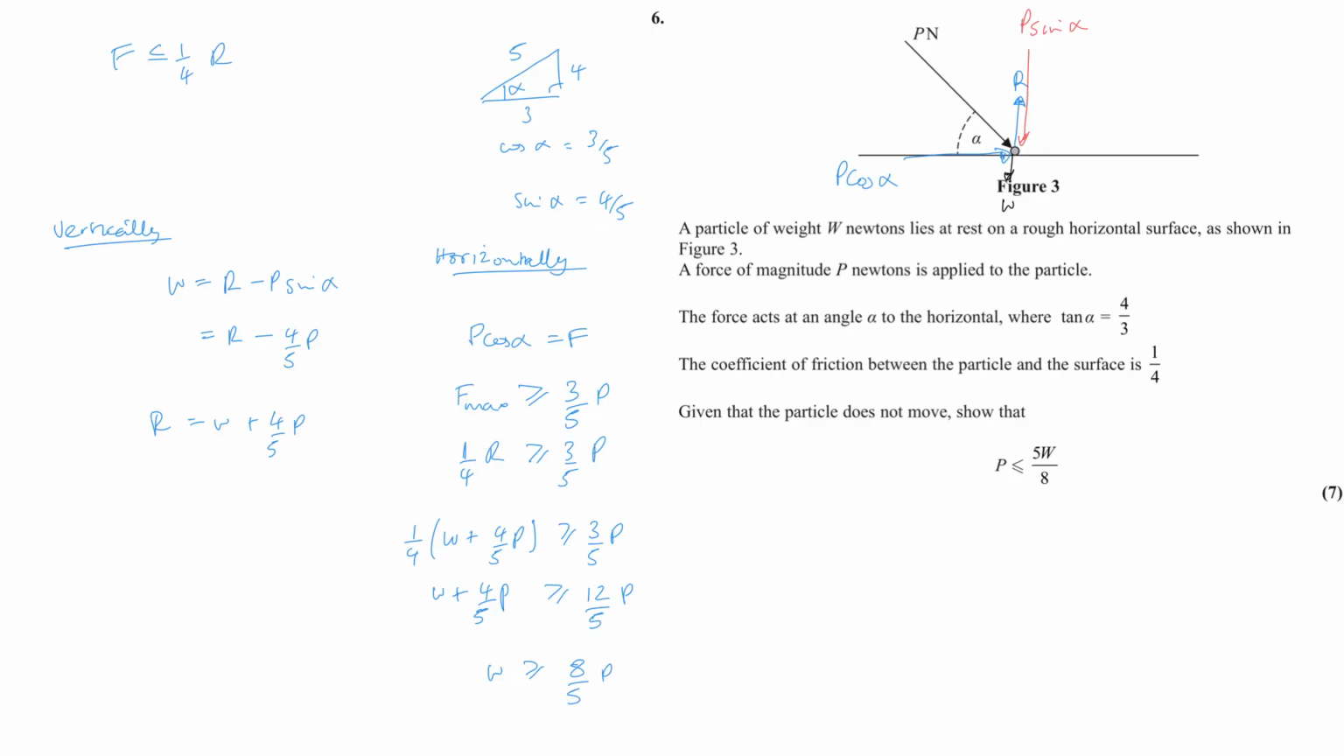Now we've got to get it P equals, so I should have taken it the other way around, but it doesn't matter. Therefore 5 over 8 W is greater than or equal to P, or P is less than or equal to 5W over 8, which is what we wanted. So there's nothing much to this question. It's just know your formulae and substitute in. You didn't even need to know this bit, because when you put in the angle it would have given you these fractions anyway.